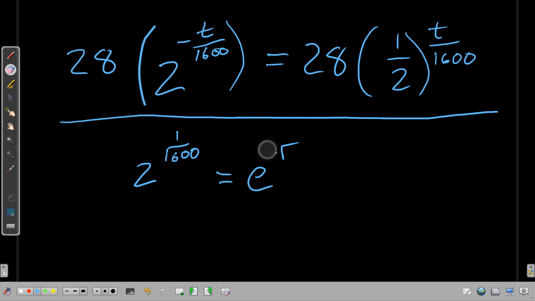So it amounts to me solving this equation. Or if I just left them, you'll see how they fall out anyways. So take a natural log on both sides. Then you'd have minus 1 over 1600 natural log of 2 equals minus r. Multiply both sides by -1 and you have it solved for r. So the negatives had no role. Anyways, so r is natural log of 2 divided by 1600.